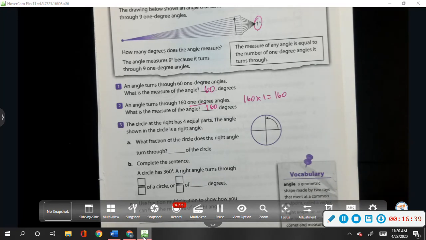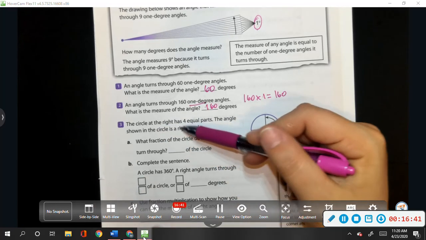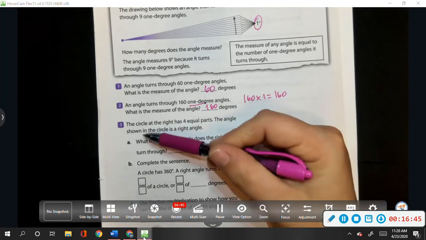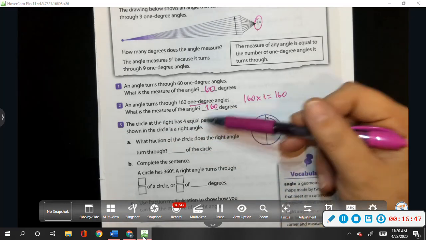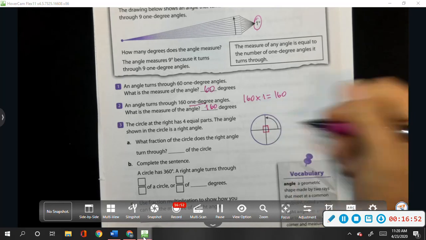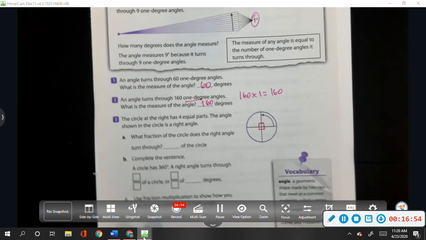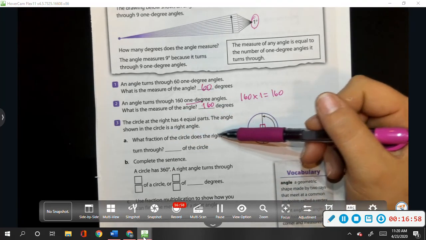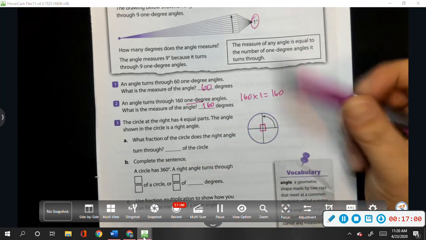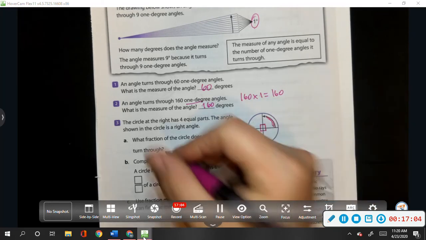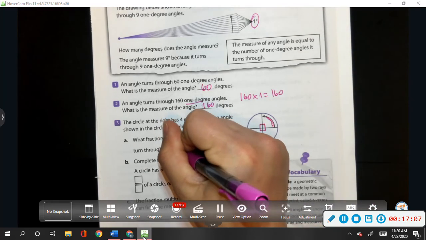Alright. Number 3. The circle at the right has 4 equal parts. 1, 2, 3, 4. The angle shows the circle in a right angle. So these are all right angles. We know this because they make a square, or they make the L. What fraction of the circle does the right angle turn through? Well, we're only looking at this angle right here, so if we have 4 parts, it's going to be 1/4.